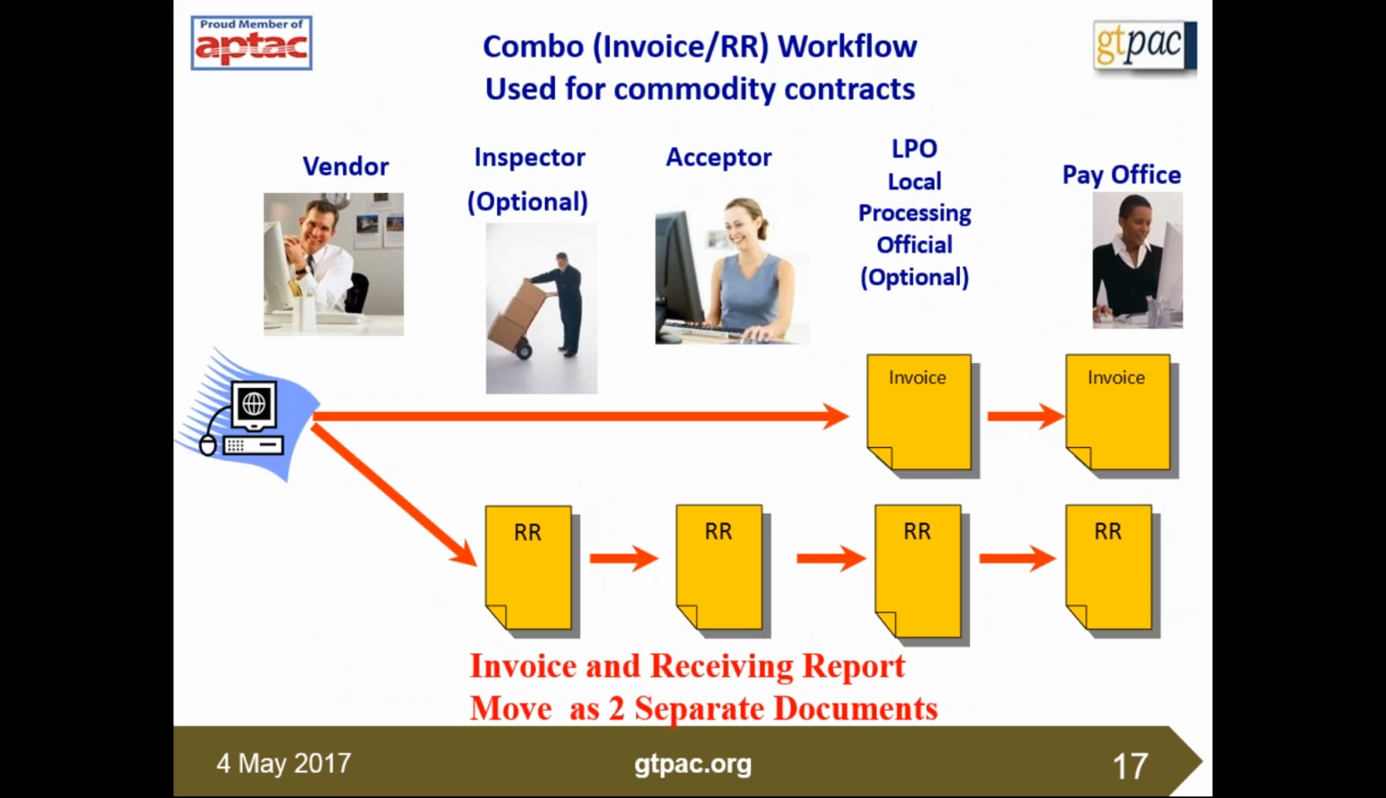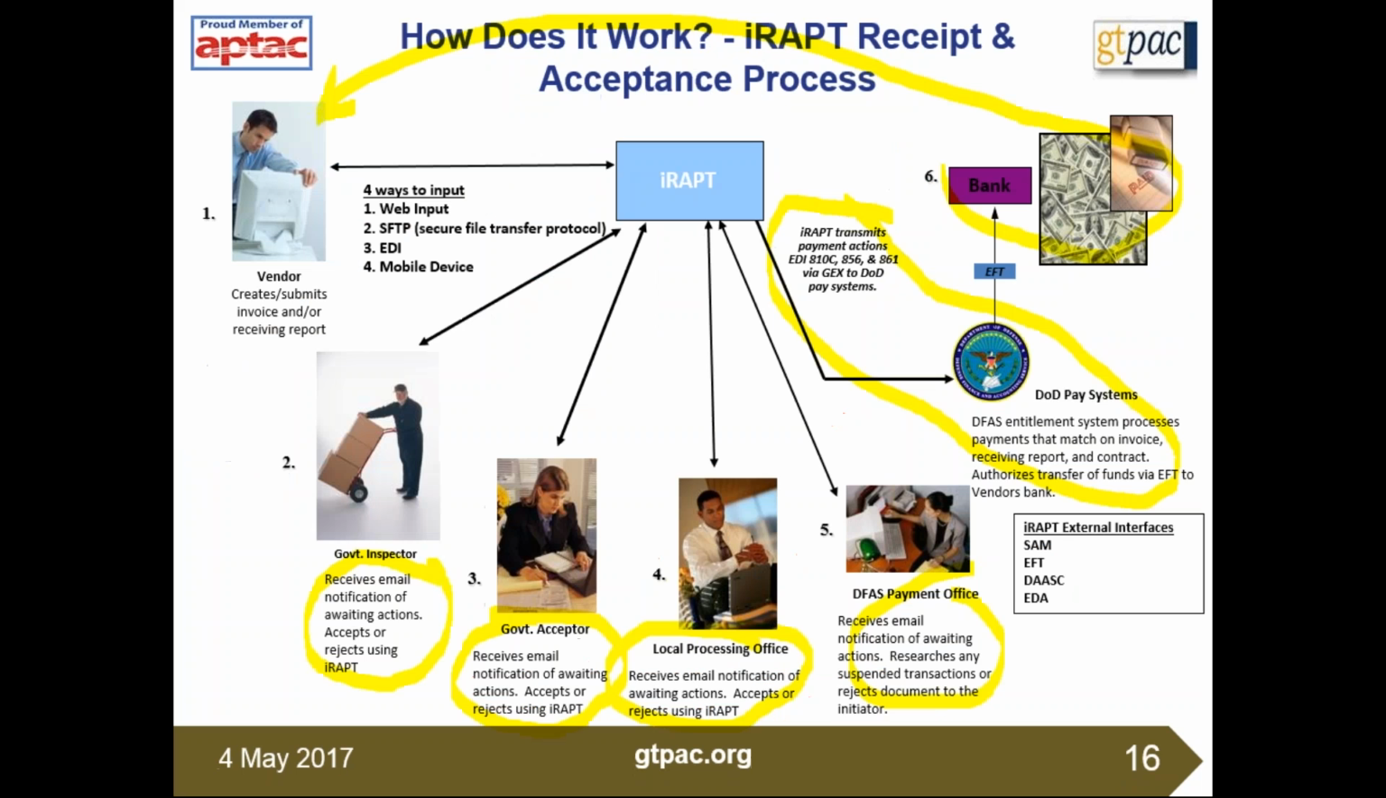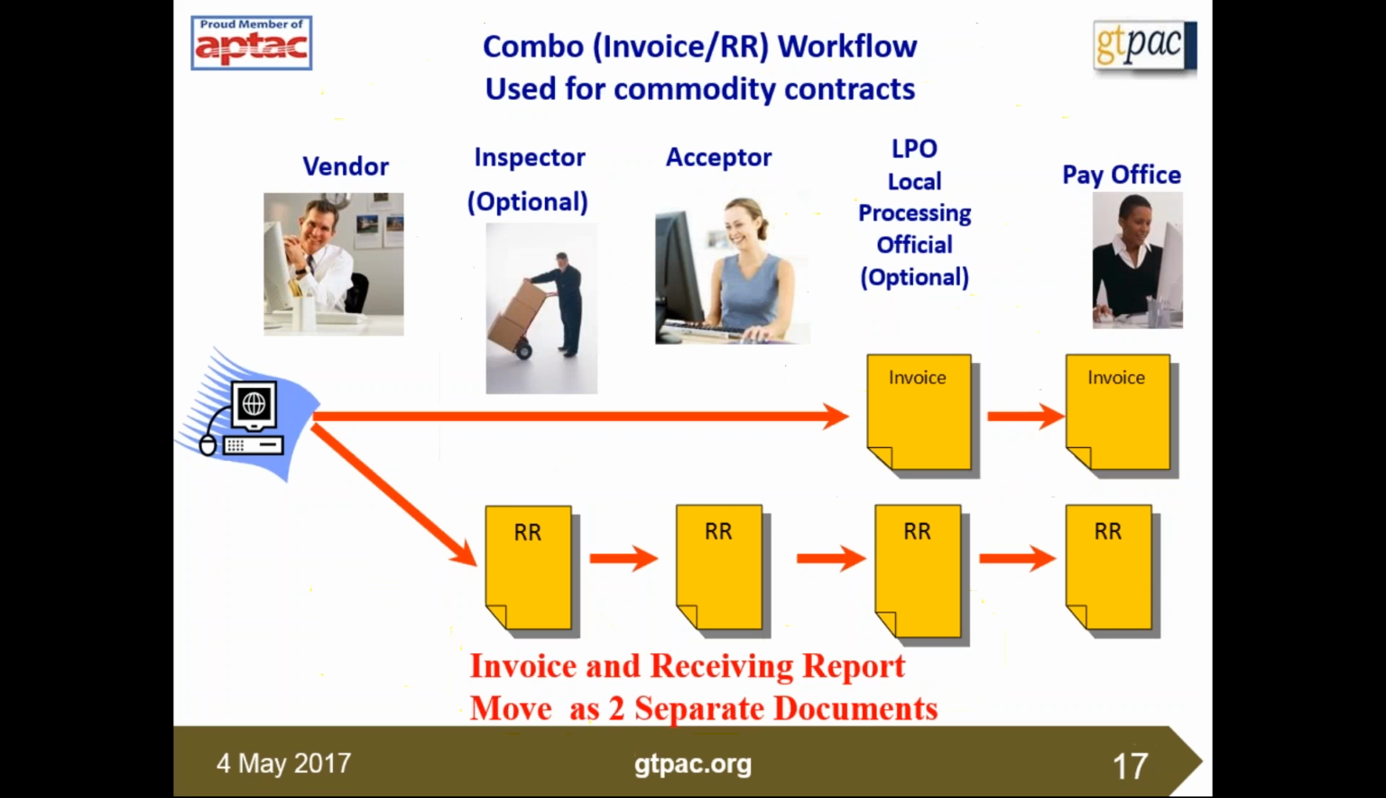You may recognize this from training that we did or training that we received probably 10 or 12 years ago. This was a very simplified flow chart similar to this, but too simple in my view. And this is the 2 different types of invoicing. This is called a combo and this is used for commodity type stuff. So these are parts. This is where an inspector would be involved.